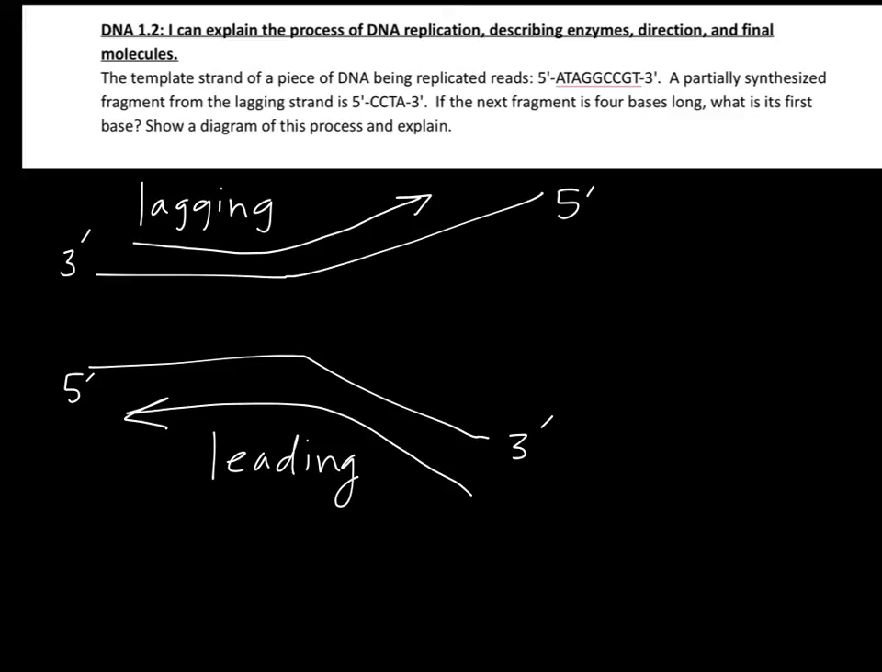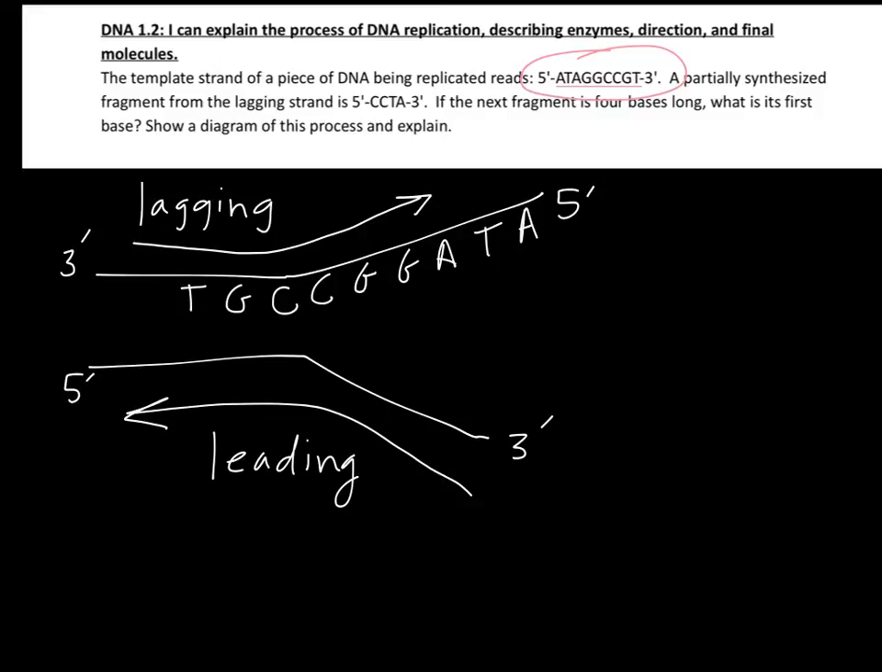Okay, so if we're saying it's being replicated and it reads 5' to 3', that means we're talking about the lagging strand here. So we've got to imagine this lagging strand has bases like this on it, going in the correct direction from 5' to 3'. Okay, so that's what that first line is saying.